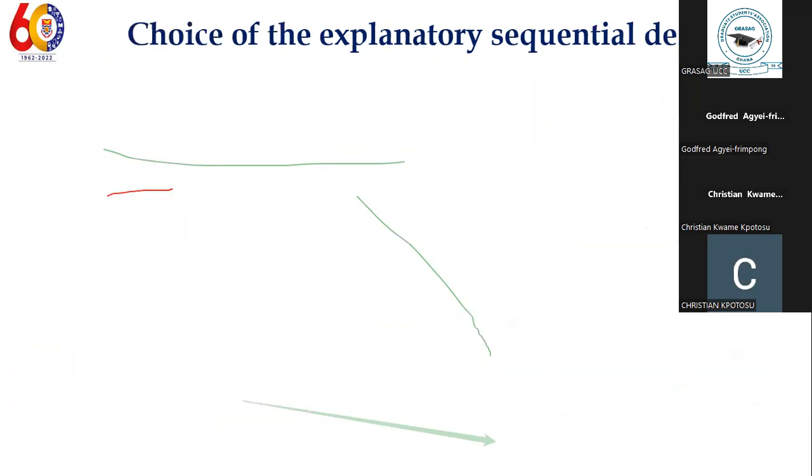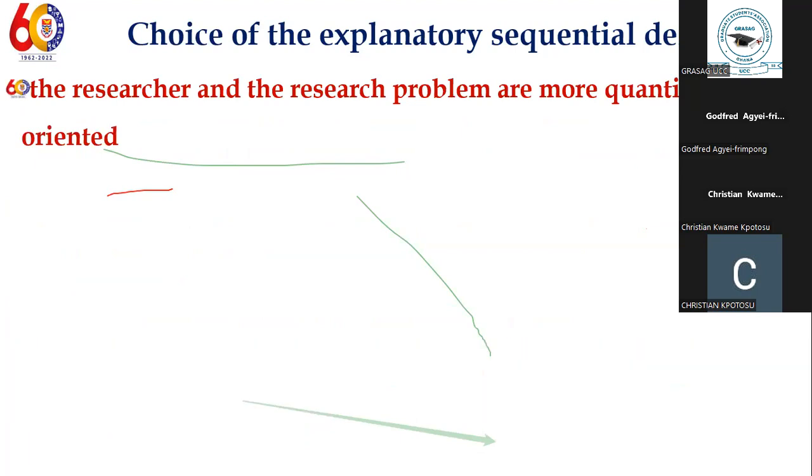Then what choices are there if you want to use explanatory sequential design? One, if the researcher and the research problem are more quantitatively oriented, here you see that only a bit of the qualitative aspects will be done, but almost everything will be about quantitative. So just to throw more light on my problem, I have to do something small in the qualitative aspect, even though I know I don't even intend to use that qualitative aspect, just to see the reality from the ideal.